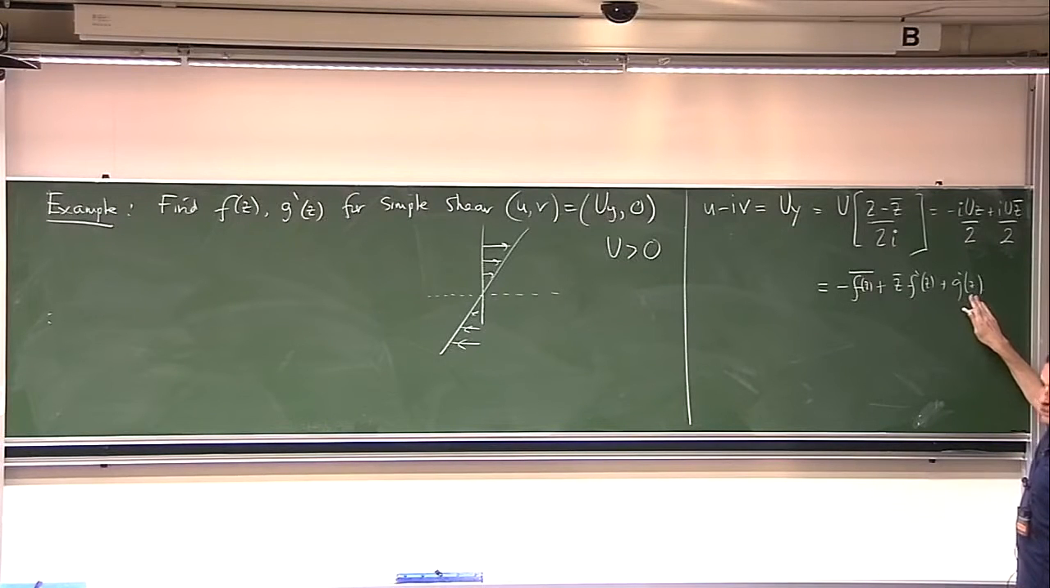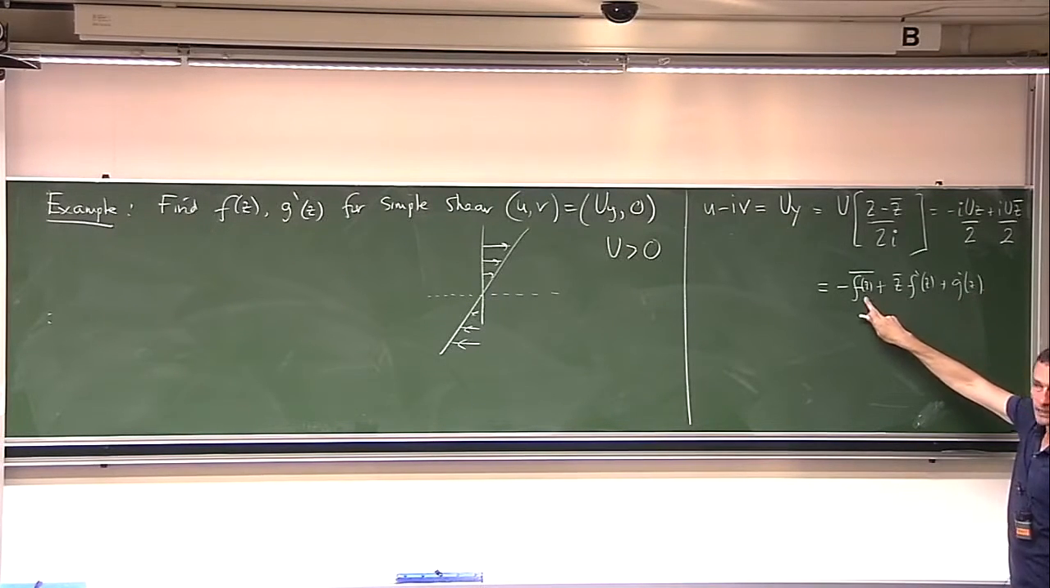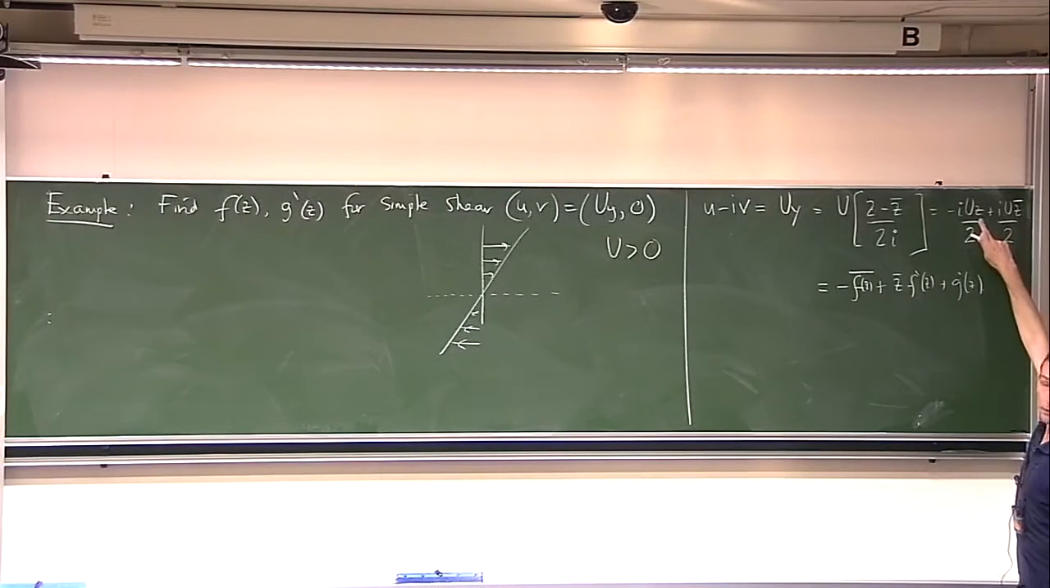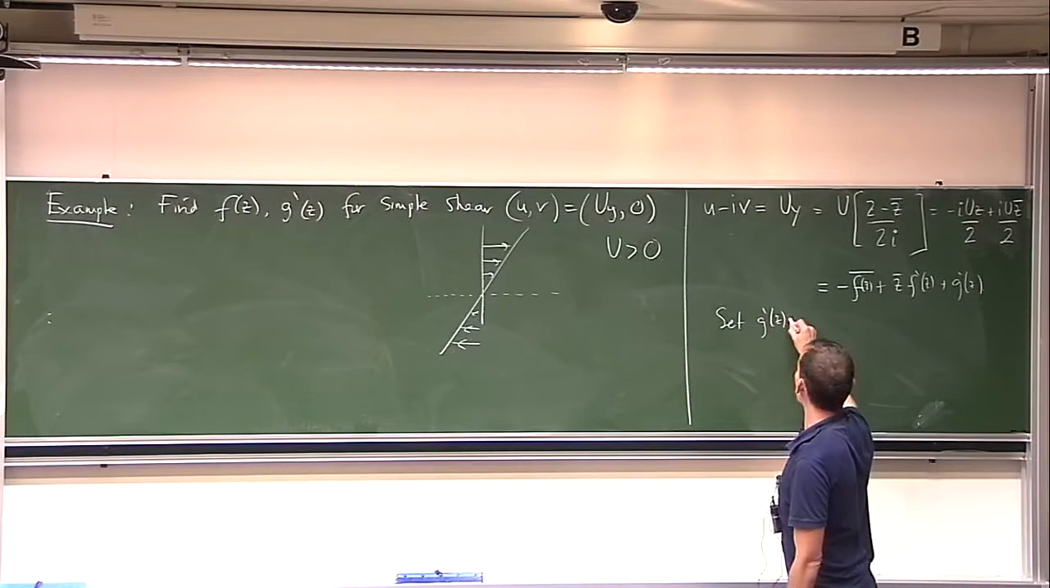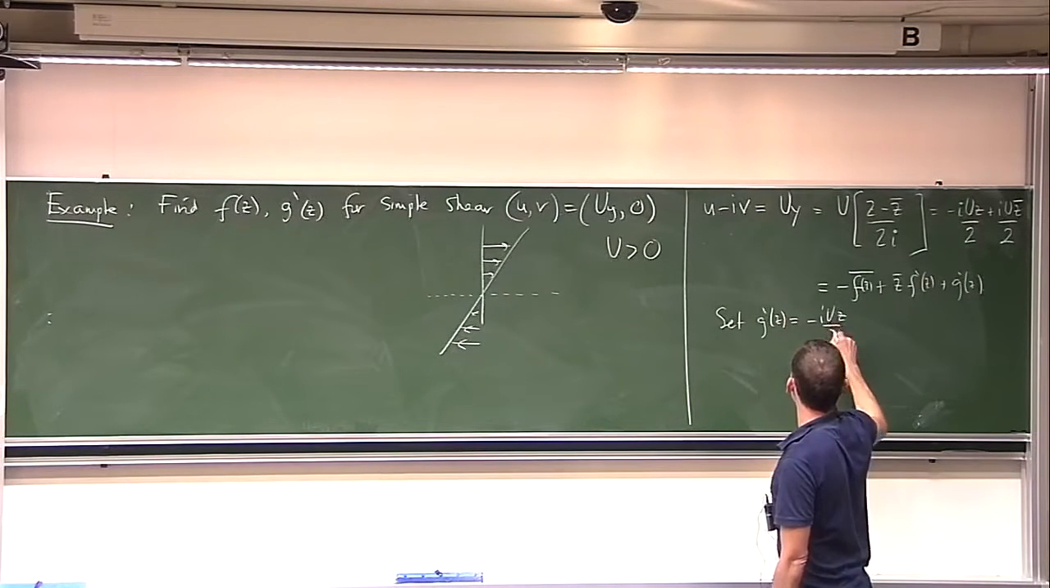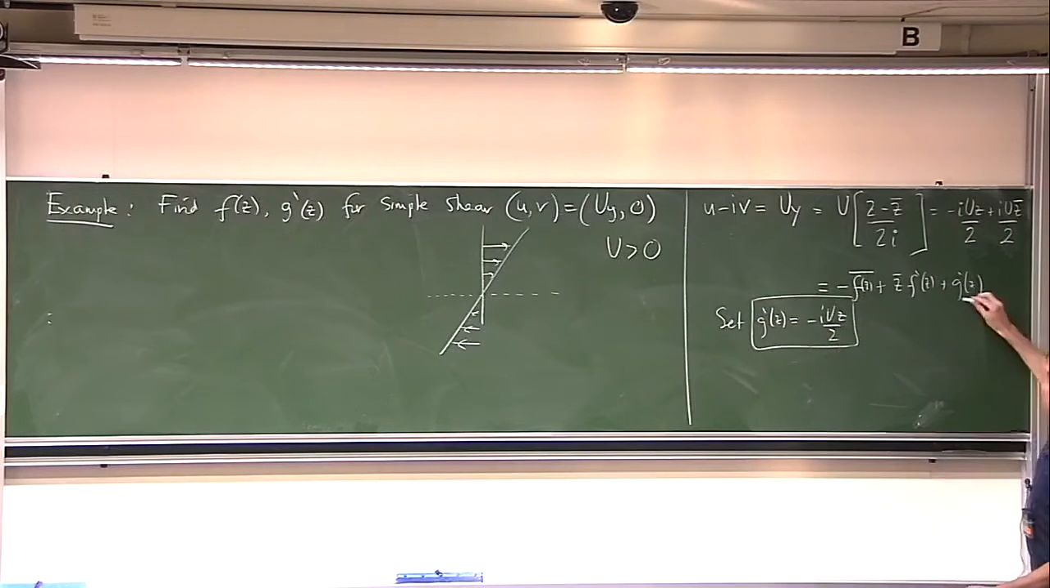The first thing I notice is that this is anti-analytic, and this isn't anti-analytic or analytic. It's a mixture. All I can say about this is it's a regular function. But look, this is an analytic function, and the only analytic function I've got here is G prime. Does everyone see? So I'm going to set G prime. There's only one way to do this: G prime to be minus i u z over 2, so that this is the same as that.